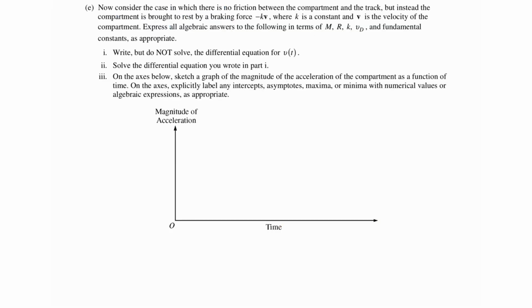Part E says, now consider the case in which there's no friction between the compartment and the track between points D and E, but instead the compartment is brought to rest by a braking force minus k times v, where k is a constant and v is the velocity of the compartment. For part 1, we are asked to write but not solve a differential equation for the velocity as a function of time.